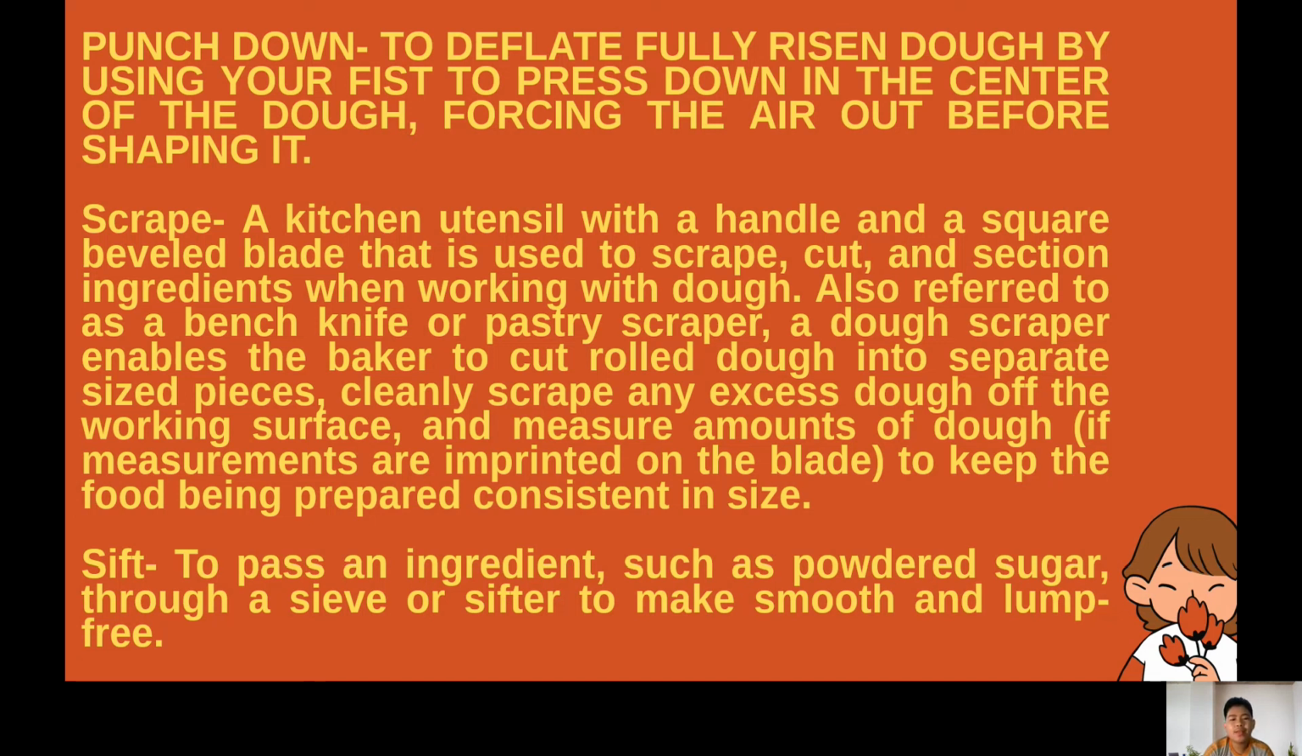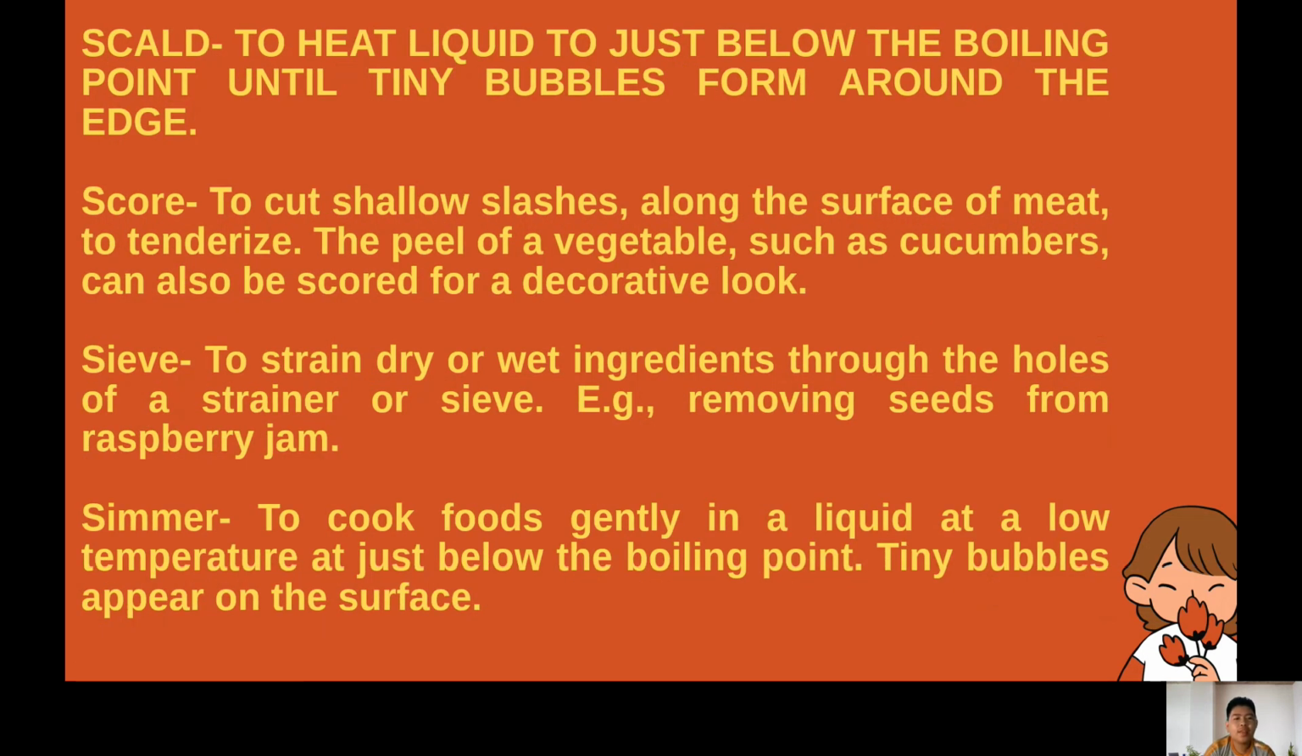Sift. To pass an ingredient such as powdered sugar through a sieve or sifter to make it smooth and lump free. Scald. To heat liquid to just below the boiling point until tiny bubbles form around the edge.